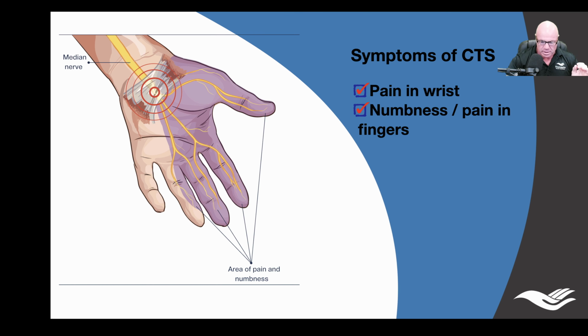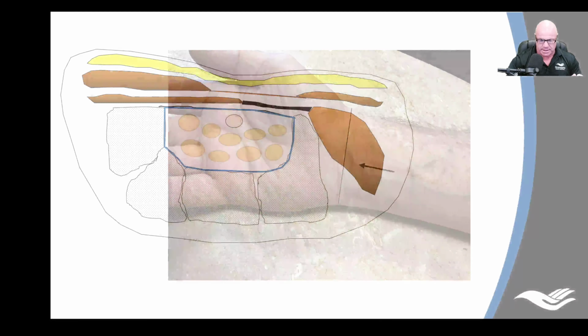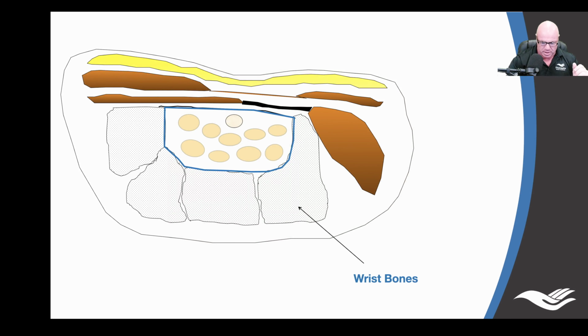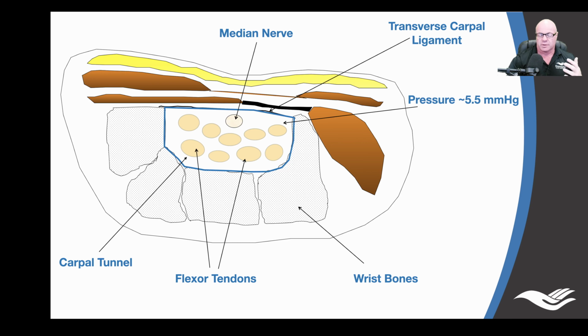So if we take a look at a wrist here and we draw a line through it and we look towards the fingers, we're going to take a look at the anatomy of the carpal tunnel. And this is formed by wrist bones here on the bottom, and there's a ligament on the top. And so this forms a closed structure. Inside the structure is flexor tendons and the median nerve. And there's a low pressure, about 5 millimeters or less.